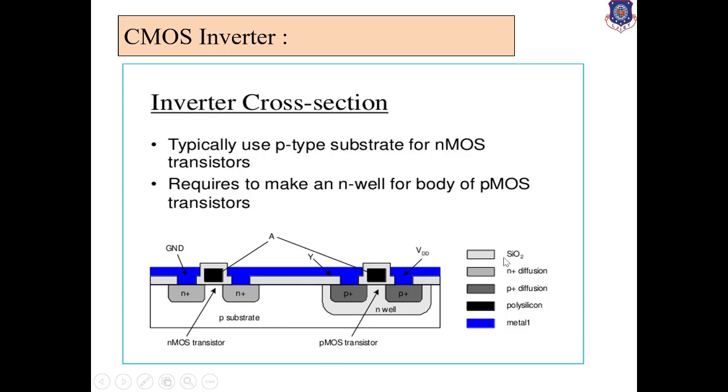Individual areas I have mentioned here by different colors. This is the line of SiO2, silicon dioxide. This is the N plus diffusion. This dark color is P plus diffusion. This black color is polysilicon for isolation purpose. And this is the metal. Blue color indicates the metallic contacts.